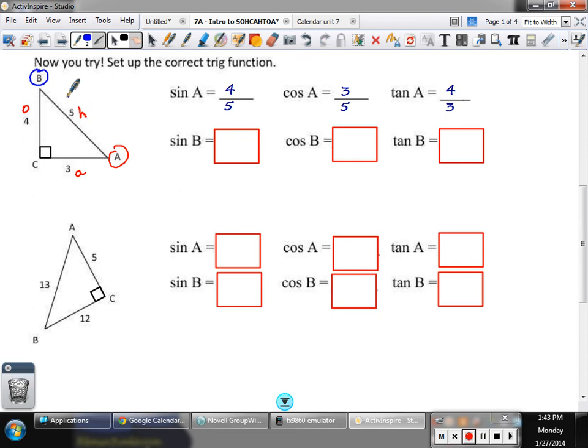Okay, so there's B, and from B now, and again, I know we have O, A, and H there for red, but those were for angle A. For B, the opposite side is now 3.